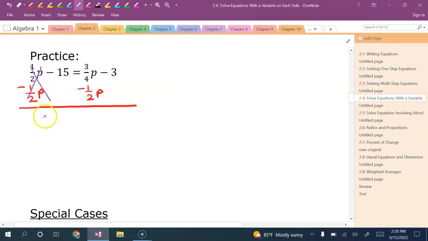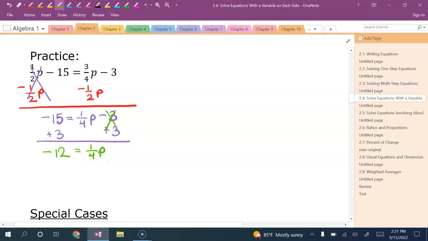So I'm bringing down that negative 15 and the equal sign. So 3/4 minus 1/2 is going to be a 1/4 p, and then we bring down minus 3. Then I would have added 3 over here to the negative 15. So that would be negative 12 equals 1/4 p.